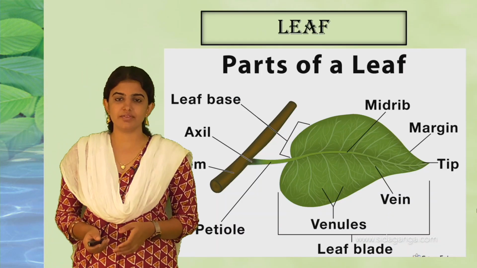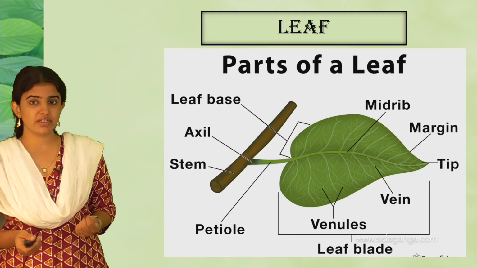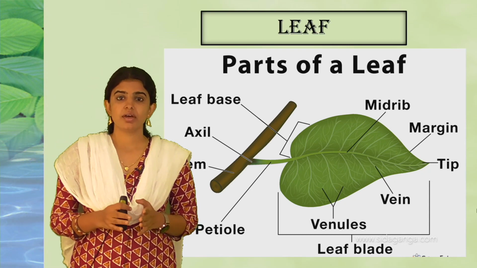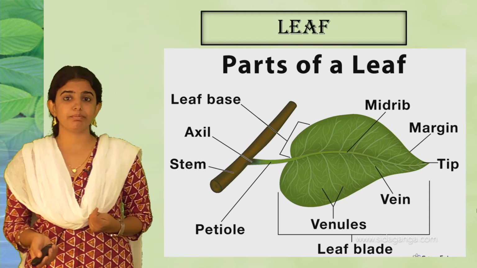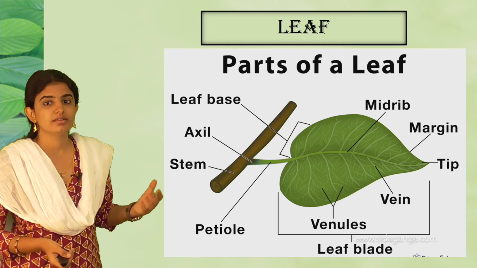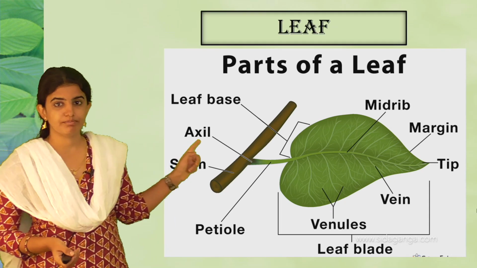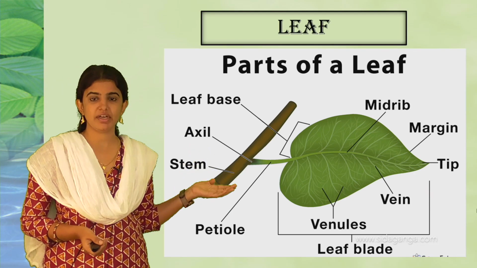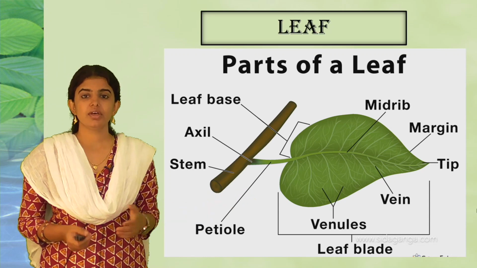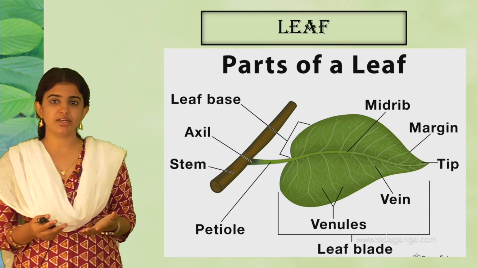Next one is the leaf. We see varieties of leaves, and these leaves can be different in shape and different in color. The parts of a leaf are the apex, veins, midrib, lamina as well as the petiole. These are the different parts of a leaf.